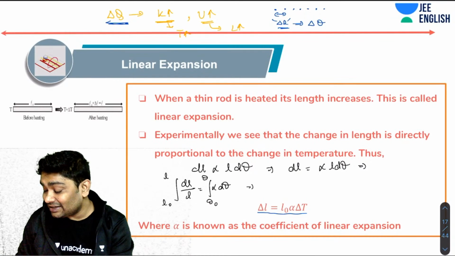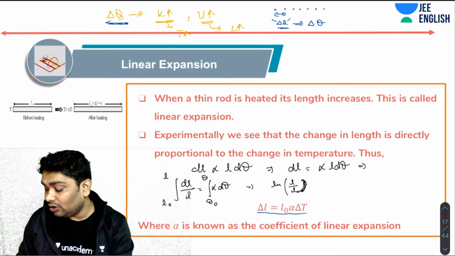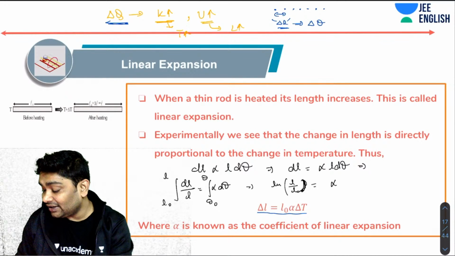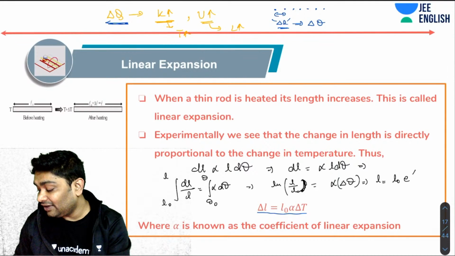What you will get is ln L over L naught equals alpha delta theta. Then L over L naught equals e to the power of alpha delta theta. What you have is L equals L naught e to the power of alpha delta theta. This is the expression.